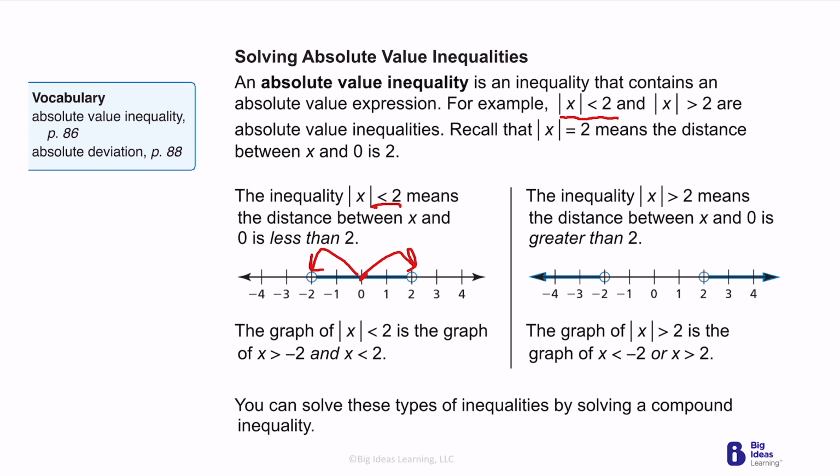And then the other one, greater than 2, means the distance from 0 is more than 2. That's why you're here at 2, but you're going above, and then you're going below. So a greater than is or. So less than is and, greater than is or. It's not as bad as you're imagining it to be. That is the key thing. If you remember that, the rest is almost the same as solving the equations.